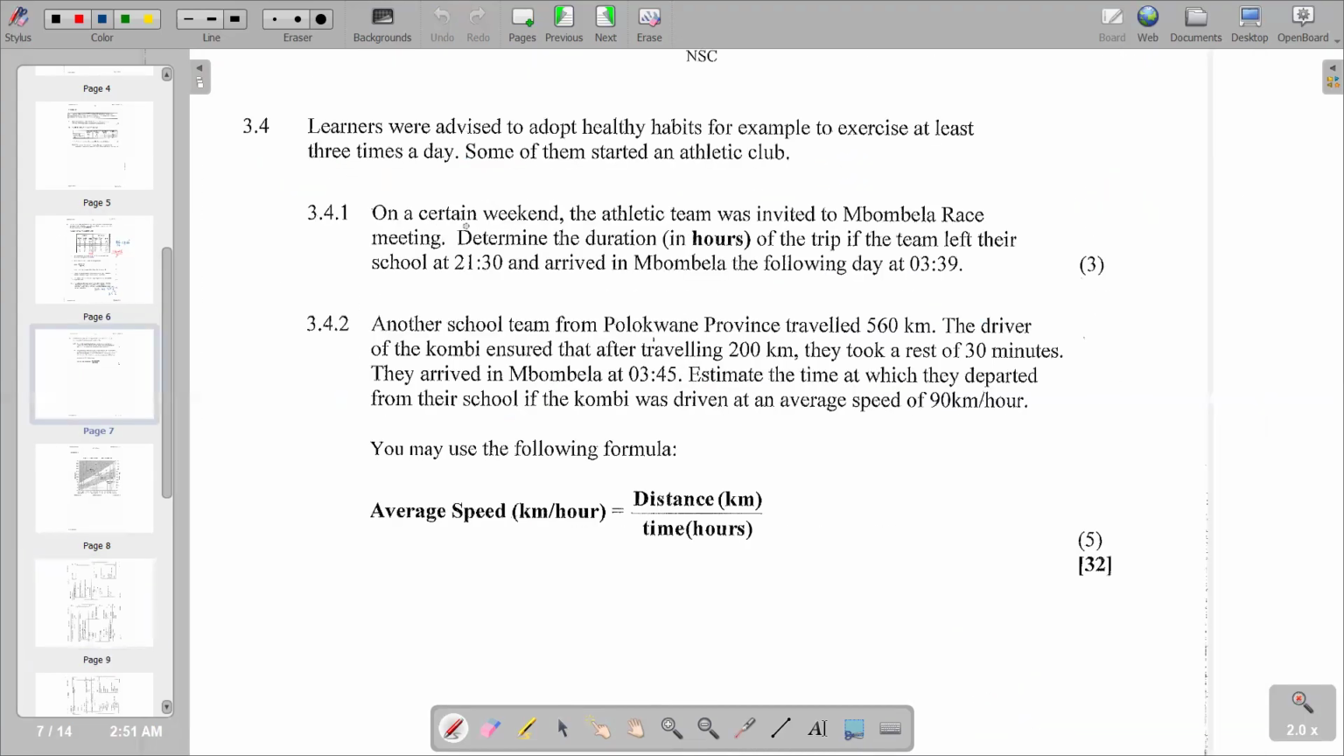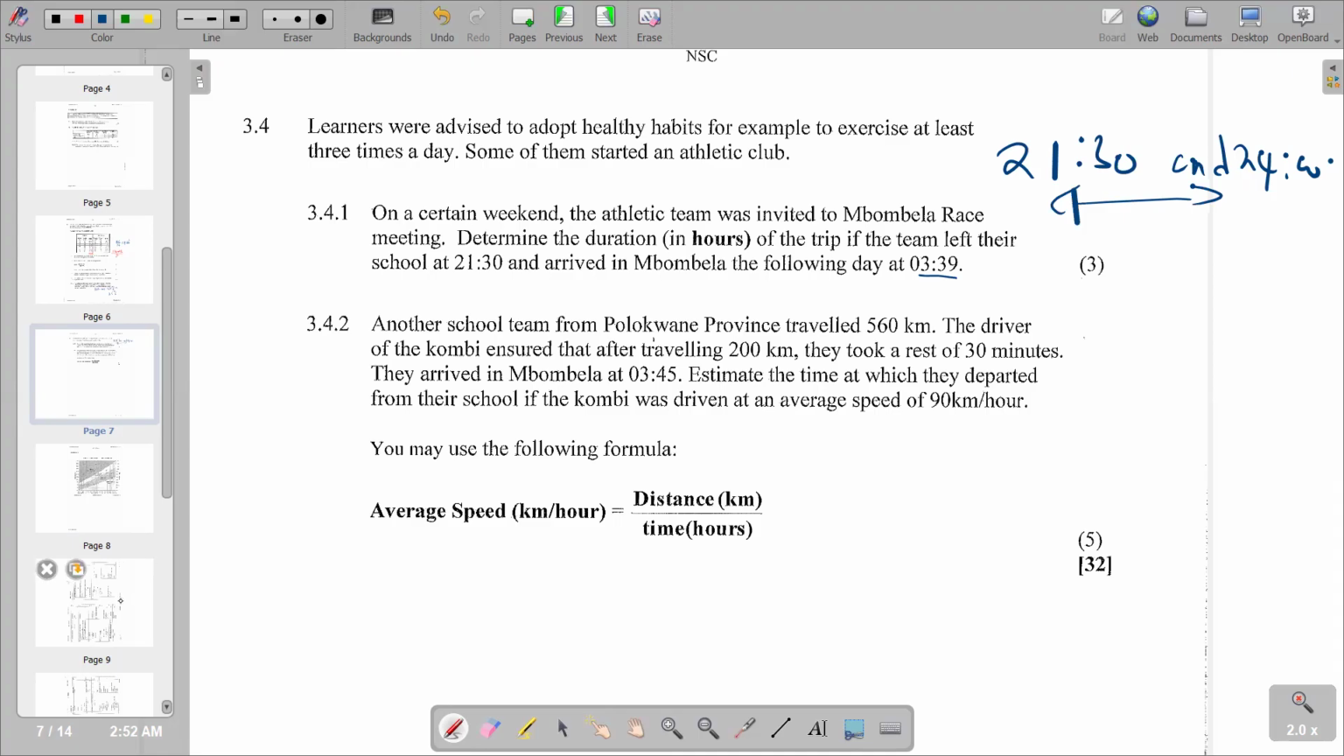And I'll move on to the next question, which is now the exercise athletic club. So 3.4.1, on a certain weekend, the athletic team was invited to Gobela. The team left their school at 21:30 and arrived in Gobela the following day at 03:39. So remember, this one was at the end of the day, between 21:30 and midnight, and then the other part, we add 03:39 to get the total time.